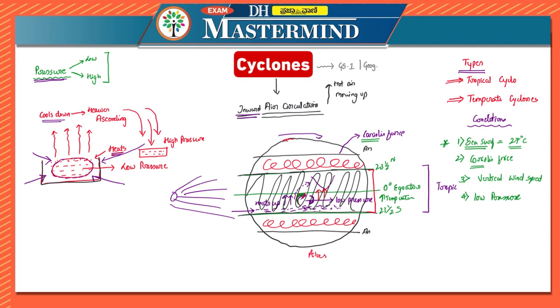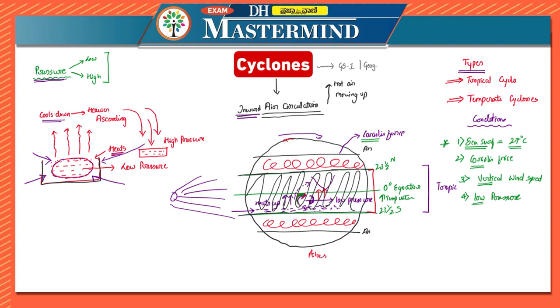So what are the conditions again? Sea surface temperature has to be at least 27 degrees Celsius, and then there has to be presence of Coriolis force. Then there has to be variation in the vertical wind speed, and there has to be low pressure present.